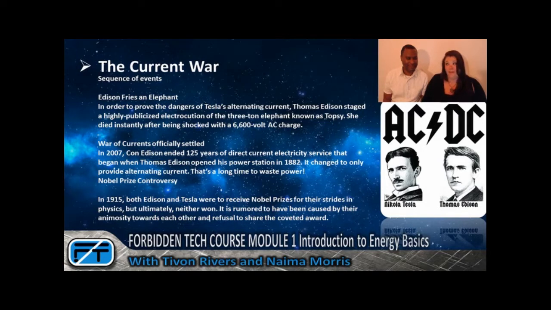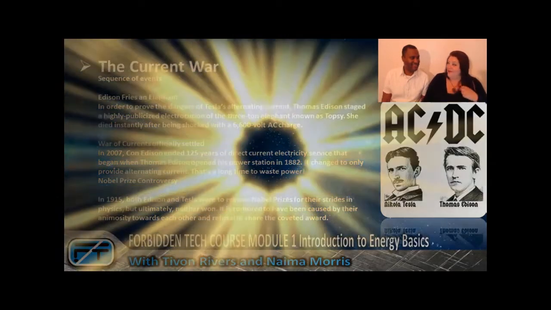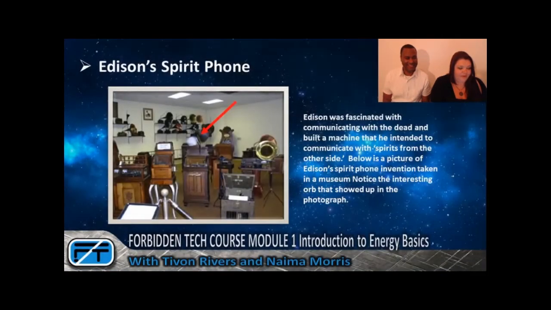But the other thing that a lot of people don't know about is that in 1915, both Edison and Tesla were to receive the Nobel Peace Prize for their strides in physics. But ultimately, neither of them won. The reason, it is rumored, was their animosity towards each other and the refusal to share the coveted award. So yes, these guys were at it to the bitter end. But that's a really important part of history.